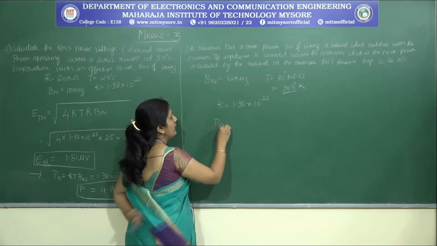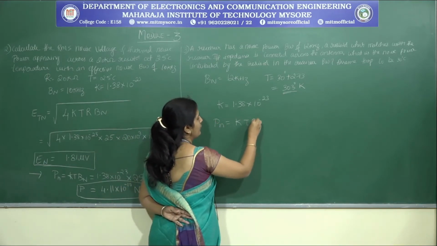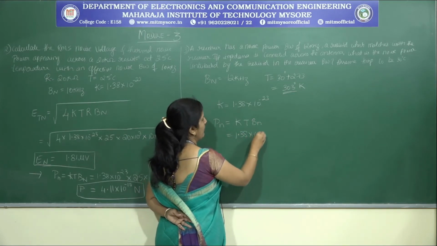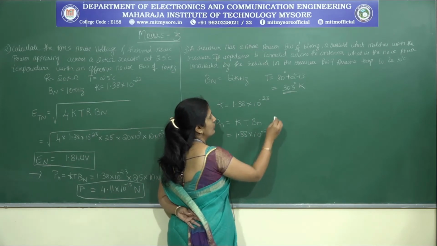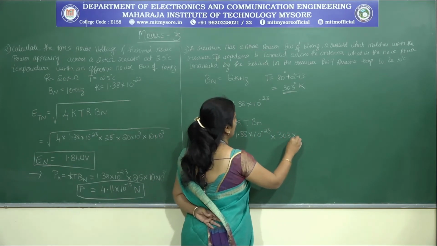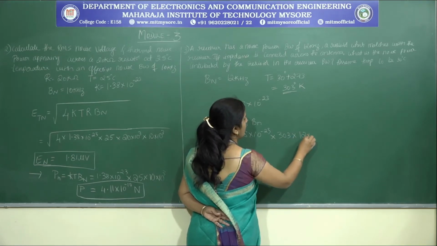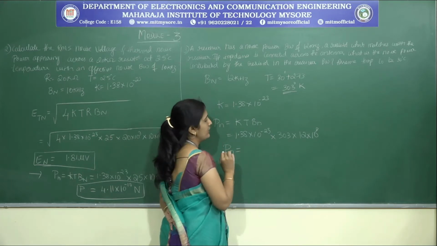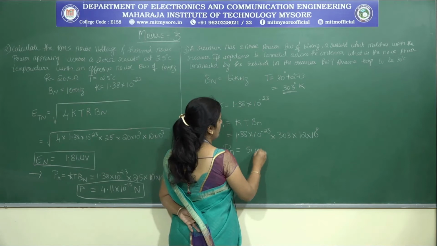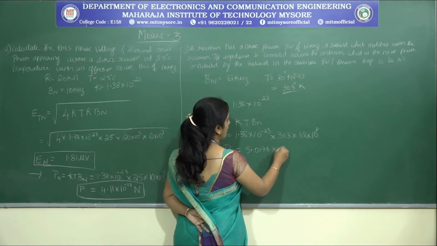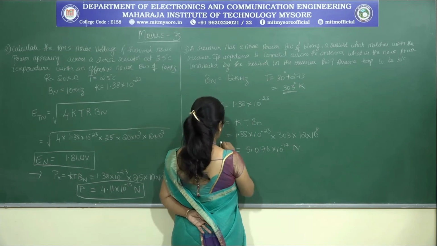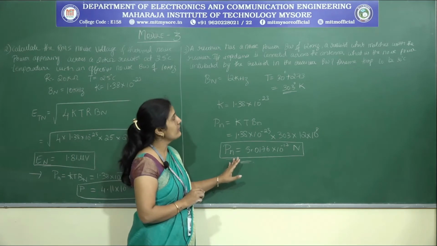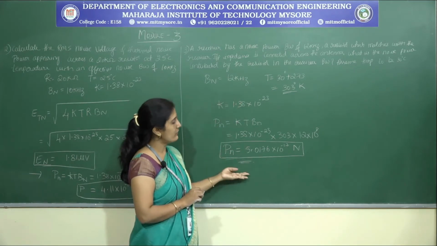We know Pn is equal to K into T into Bn. So substituting this, 1.38 into 10 power minus 23 into temperature 303 into Bn, the bandwidth, 12 into 10 power 3. So the power here we are going to get is 5.0176 into 10 power minus 17. So this is the noise power of the resistor which is connected across the receiver.